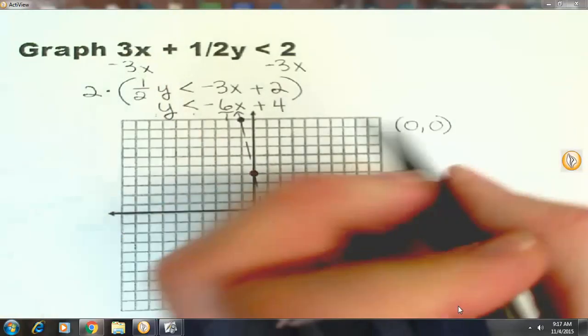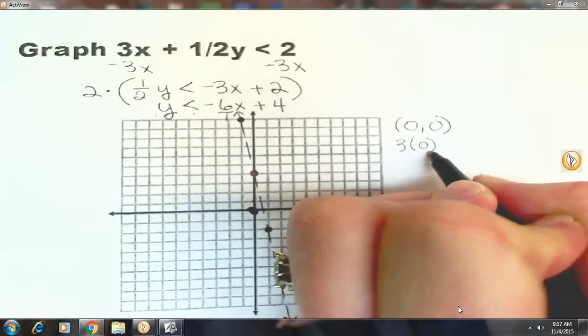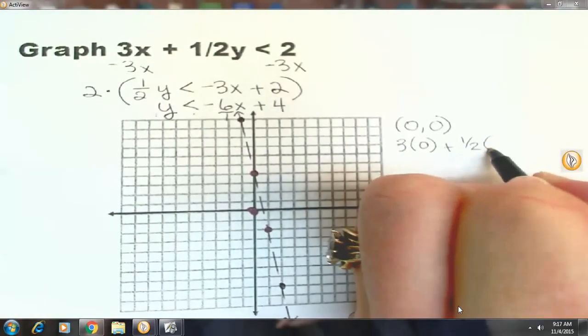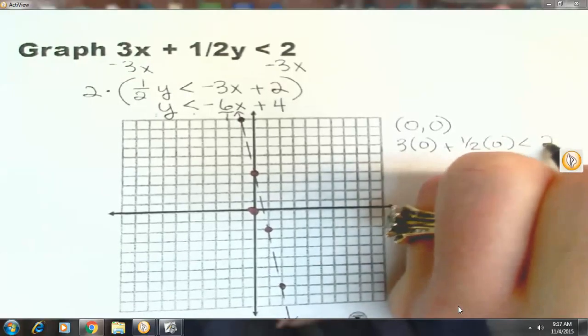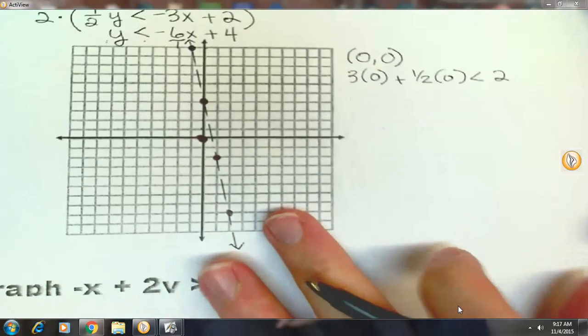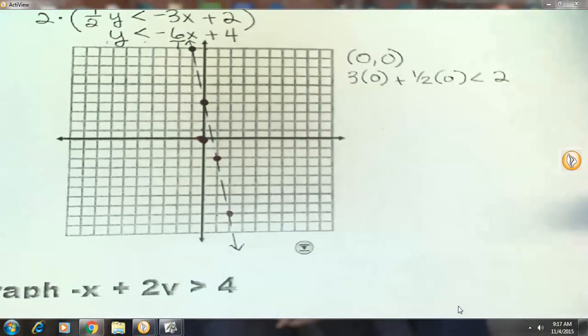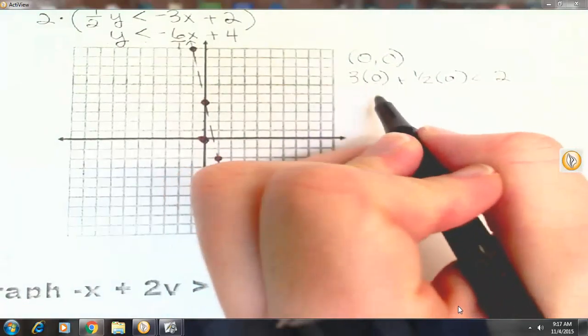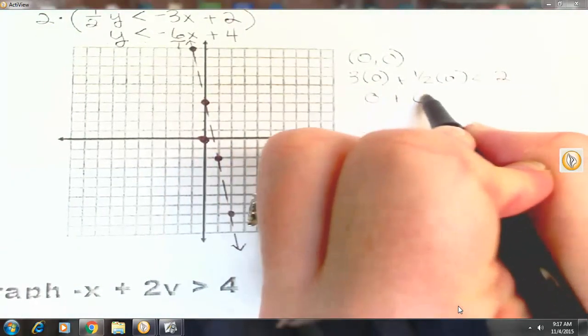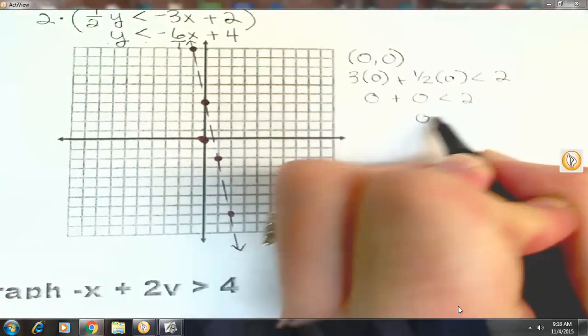So I'm going to put 0 in for x and 0 in for y. And I want to know if this is true when I substitute 0 in for both x and y. It's true. 3 times 0 is 0. Half of 0 is 0. 0 is less than 2.